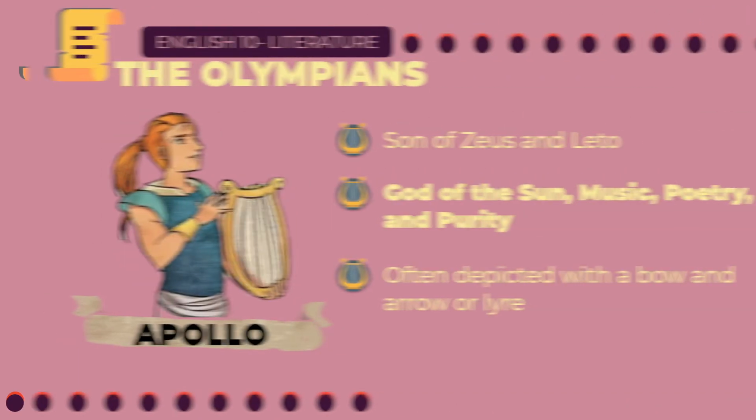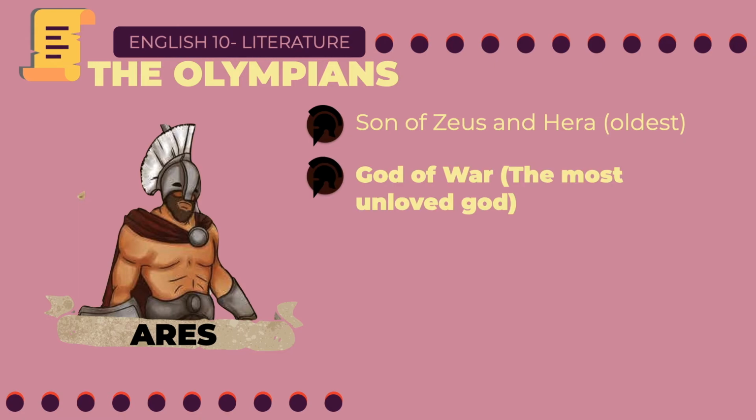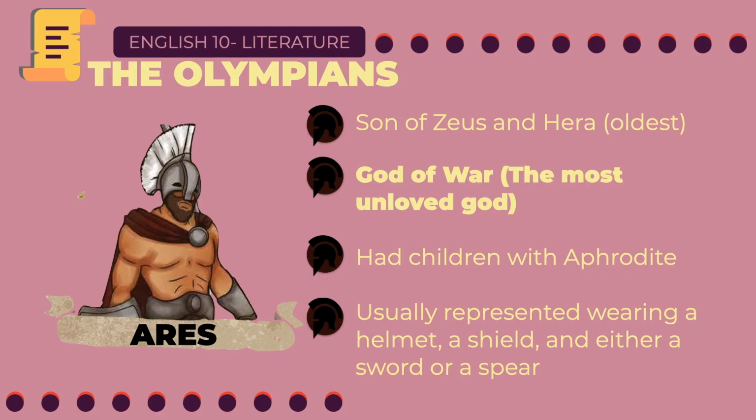The next Olympian is Ares, who is the eldest son of Zeus and Hera. He is the god of war and is believed to be the most unloved god by both gods and men. That is, with the exception of Aphrodite, who bore him many children out of wedlock. He is usually represented wearing a helmet, a shield, and either a sword or a spear.